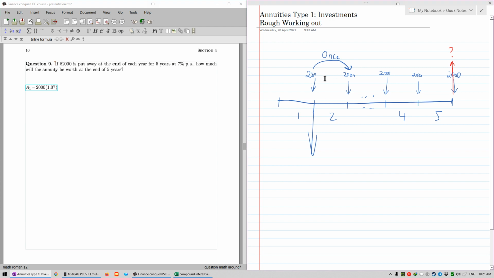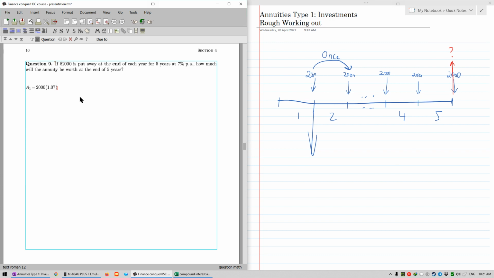So over here, this $2,000 has spent 1 year in the bank at the end of the second year. So it's going to compound once. Now, if you look at the pattern, in the second year, it compounded once. So in the fourth year, it will have compounded 3 times. In the fifth year, it will have compounded 4 times. So over here, I'm going to write to the power of 4. Okay, and now that we have that, the rest of it falls into place.